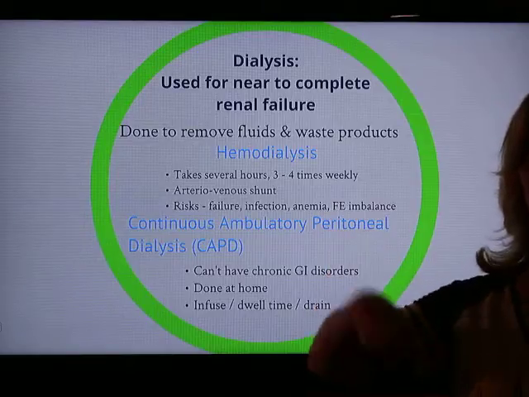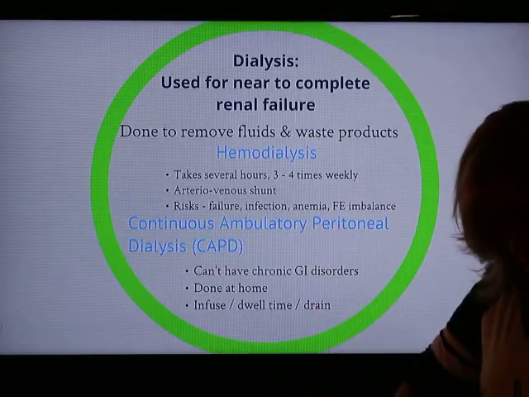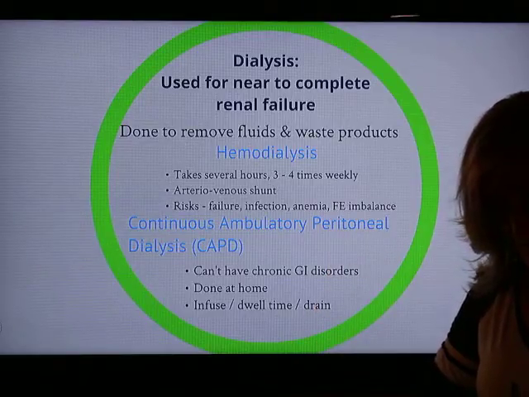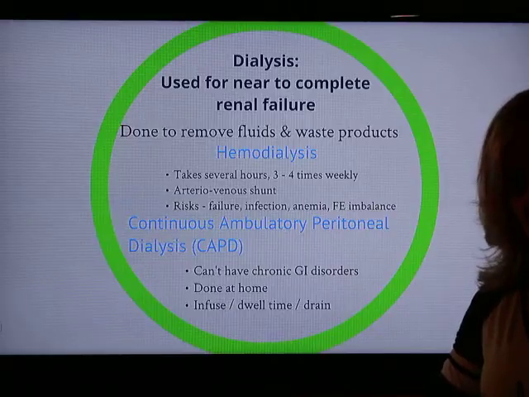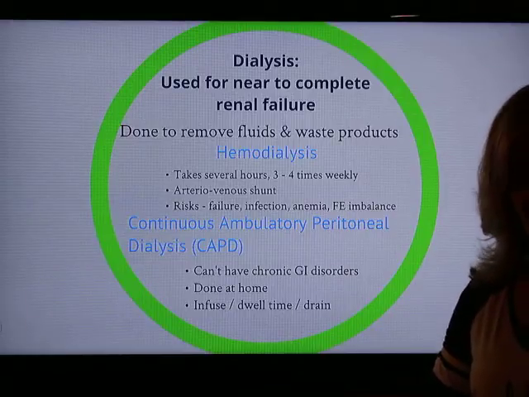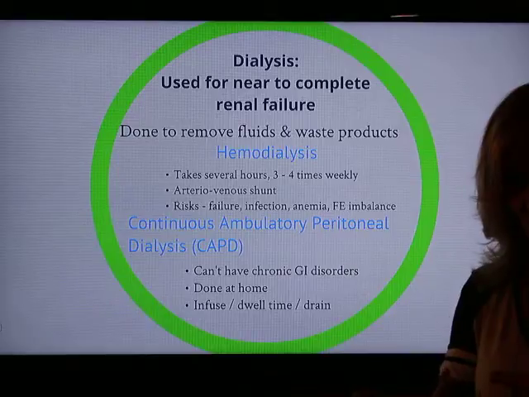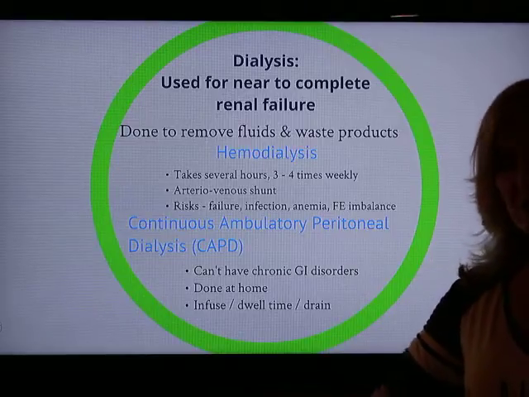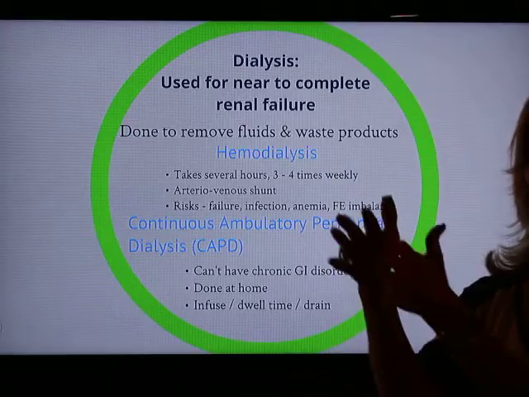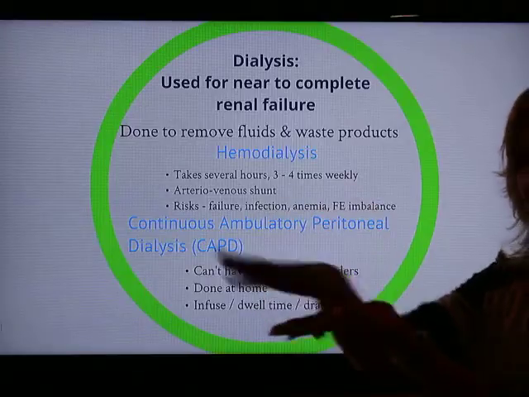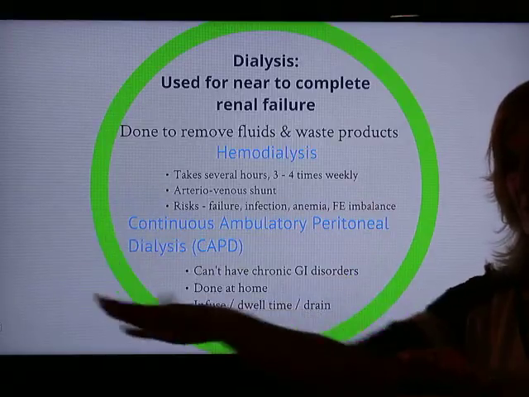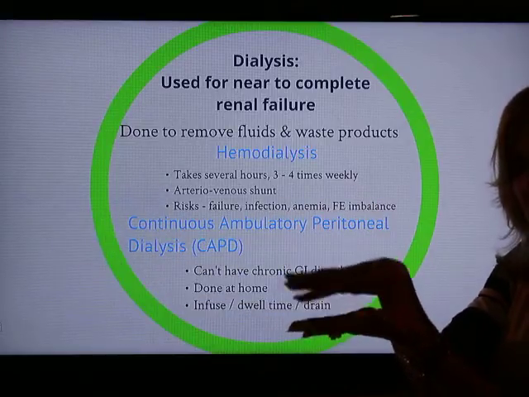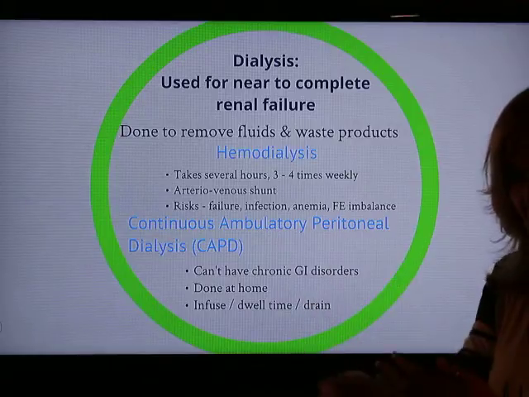And the patient, I'm going to show you a picture of it, goes in through the skin and right on top of the peritoneum, and then there's a dialysate that goes in, and the loops of bowel then actually become the membrane. Just like the hemodialysis has that artificial membrane, the bowel itself becomes the membrane for exchange.